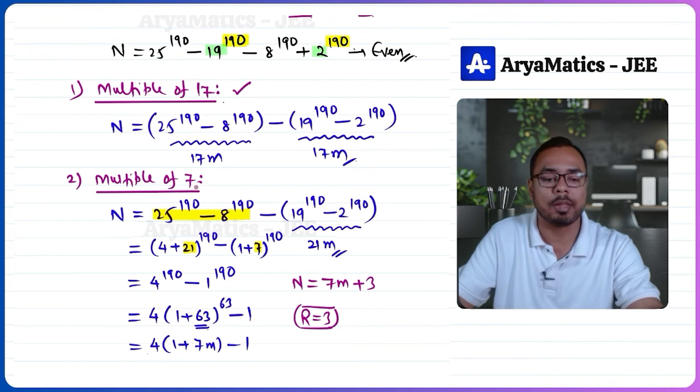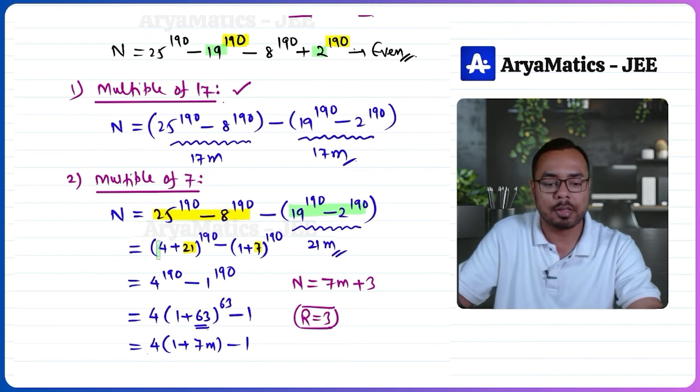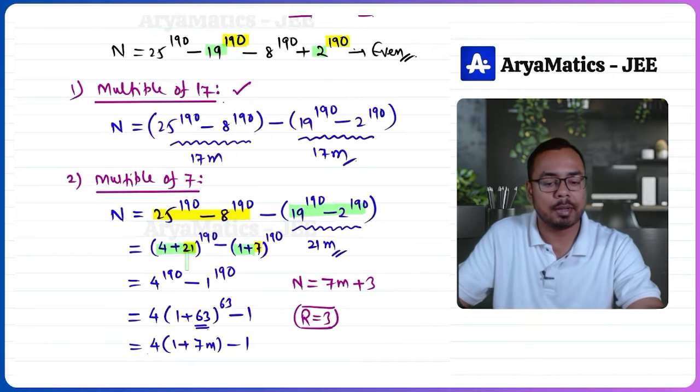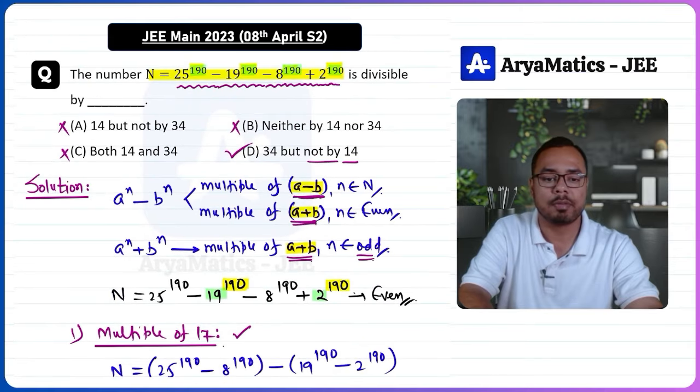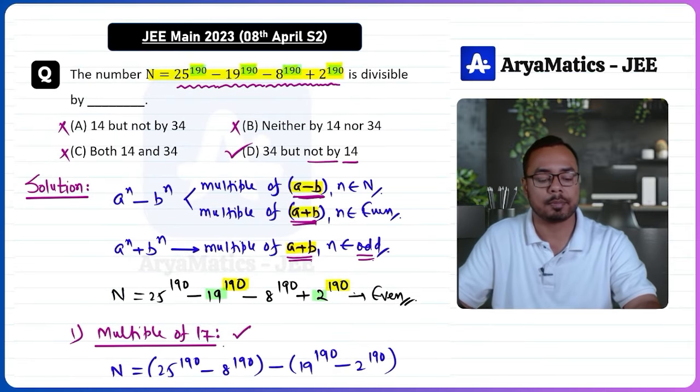we had to use binomial theorem, right? I mean, for this part we can directly claim that it will be multiple of 7, but for the other two terms using binomial we established that when you divide that number by 7, the remainder will be 3, and hence it is not multiple of 7. So the correct answer for this problem will be option D.